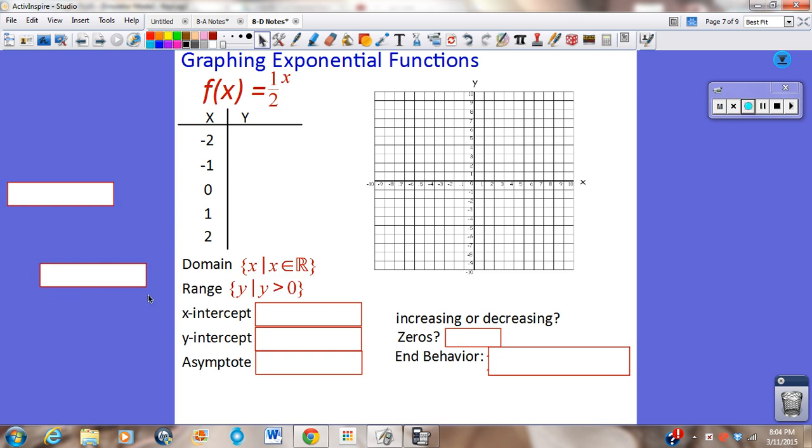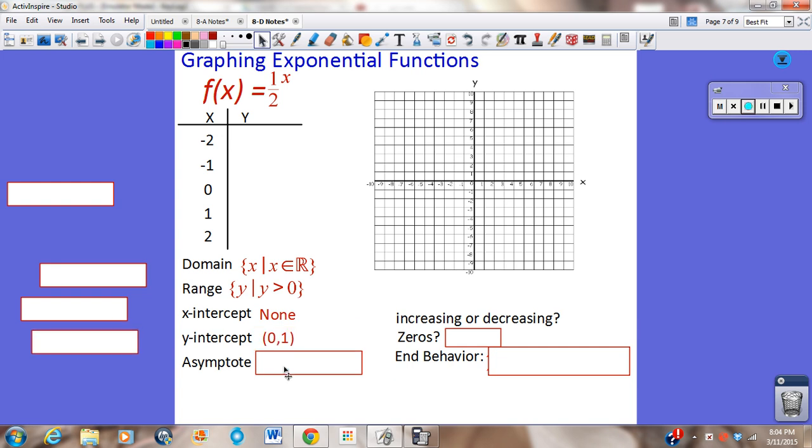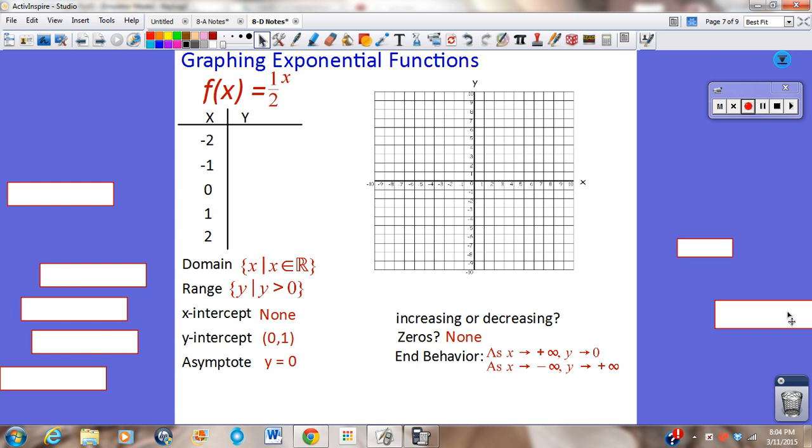Our range is y is greater than 0. There are no x-intercepts. Our y-intercept is still 0, 1, asymptote is still the x-axis. It's a decreasing function now. There are no zeros, but our end behavior, since it's decreasing, as x increases, y goes to 0, and as x decreases, y goes to positive infinity, or y increases. That's what that means. Negative infinity would be decreasing, positive infinity is increasing.